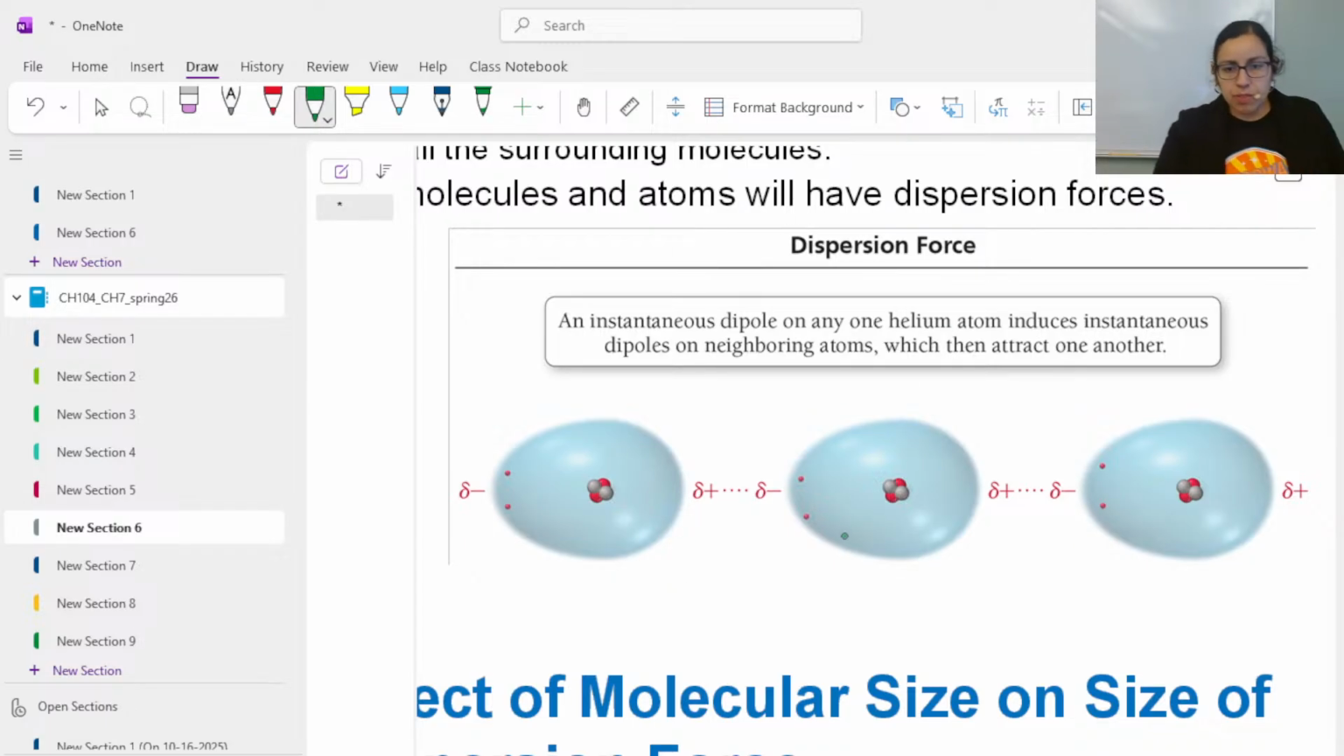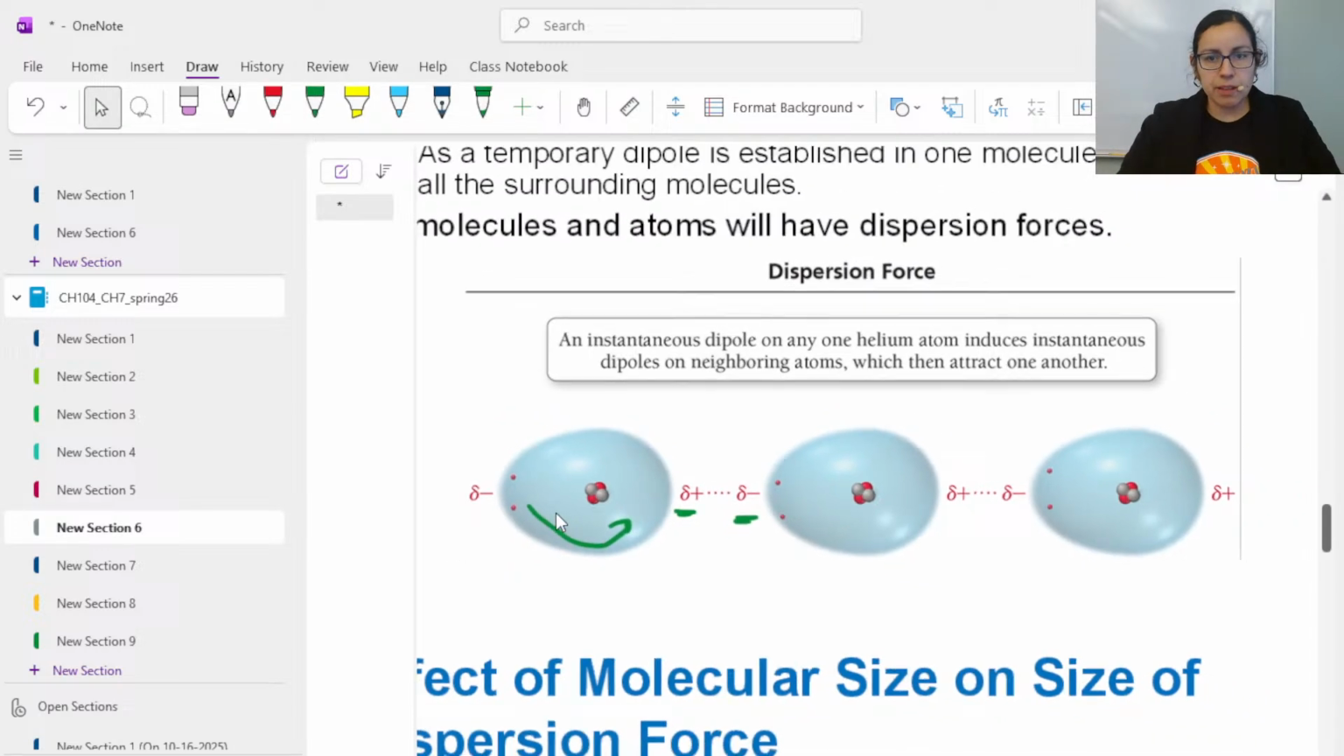And then this could also induce the same effect in its neighbor. What if the electrons are also on one side in its neighbor? Now we have this partial positive with this partial negative, and maybe this keeps going for a while. It's frozen, and in that instant they are attracted to each other. But then, of course, these electrons will keep moving. Maybe it could happen again on the other side, but it's always instantaneous, always fleeting, because your electrons are moving round and round. And so it's very weak.